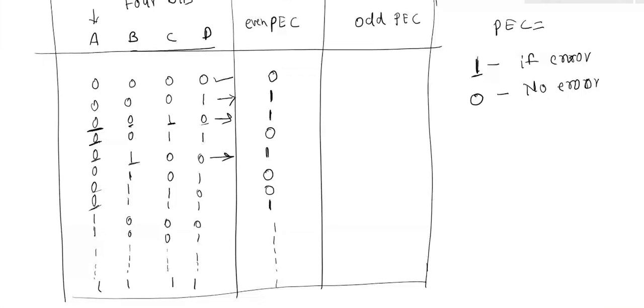Yes, all of you clear? Yes, ma'am. Now similarly the odd parity checker, same process. For the odd parity checker, what we need to do? We need to check the same concept. If the error is there, then the parity error check bit will be 1. If there is no error, the parity error check bit will be 0.